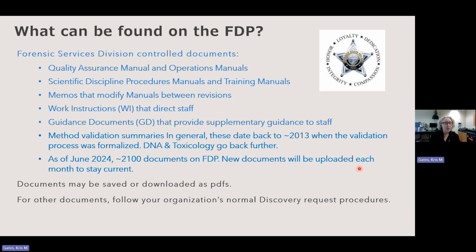Control documents also will include method validation summaries, and in general, these date back to 2013 when the Forensic Services Division validation process was formalized. We have put additional older validations on the FDP for both DNA and toxicology. And as of last month, June 2024, we have over 2,100 documents on the FDP. New documents will be uploaded each month to stay current.